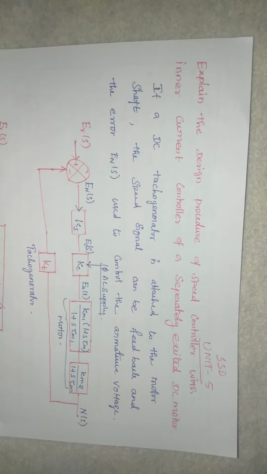So in previous classes we have studied the current controller design by using P controller and PI controller. Now we are going to exhibit speed controller design. So if any machine speed is being controlled, then there must be some changes in its voltage and current.